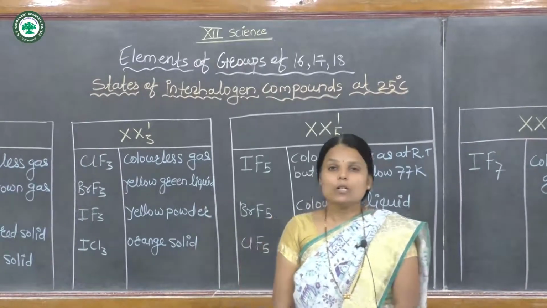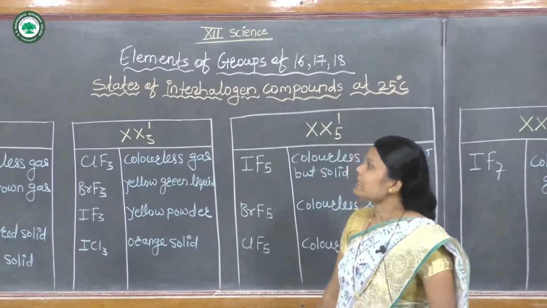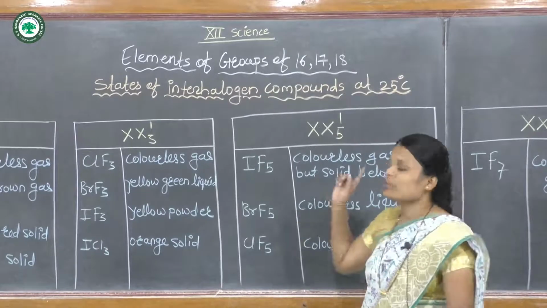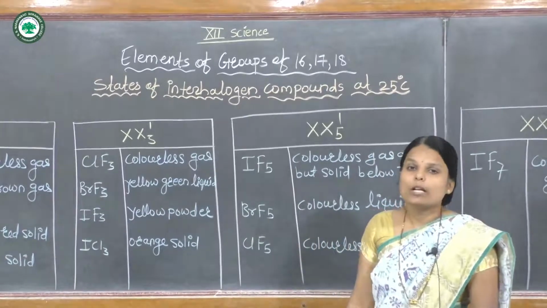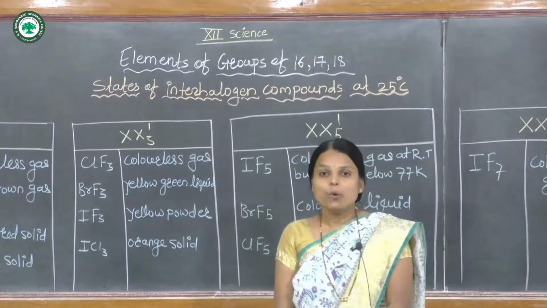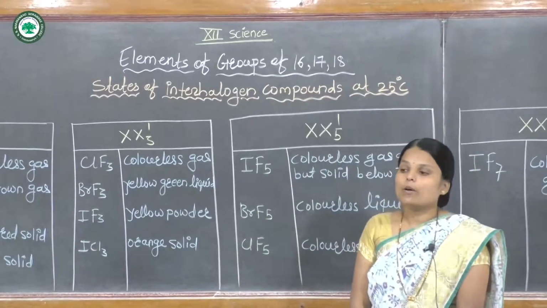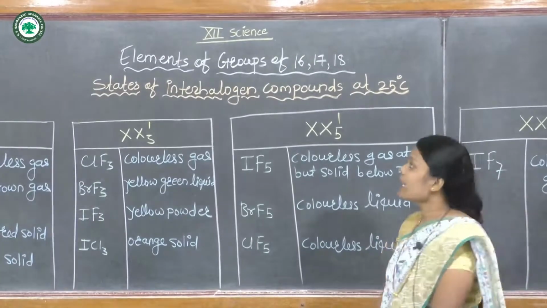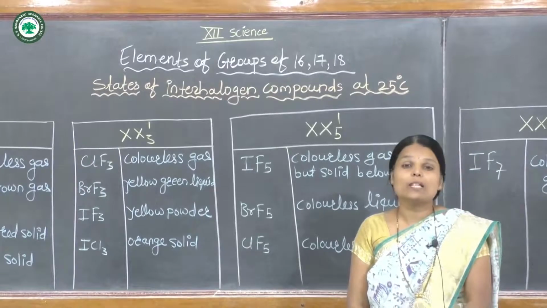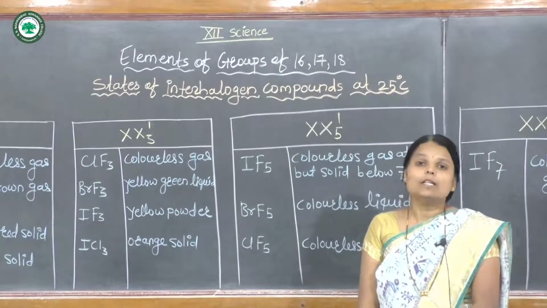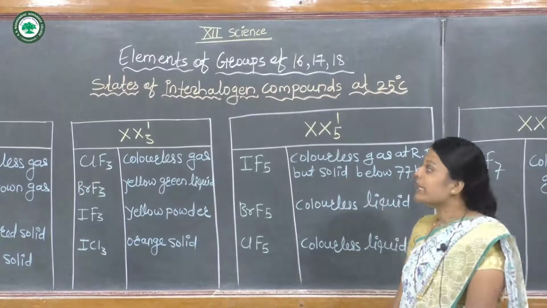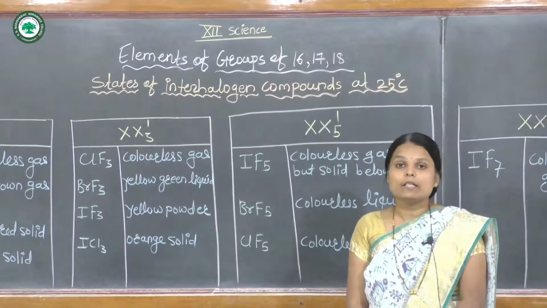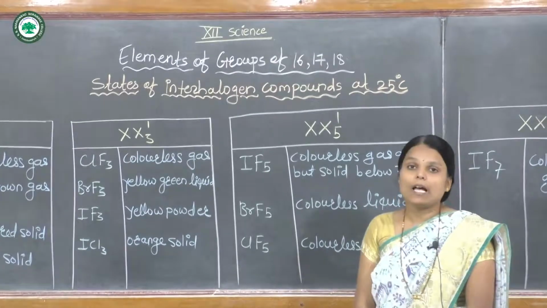In the last lecture we also studied, in the 12th science, chapter number 7, Elements of Group 16, 17 and 18. We already discussed all of these points. It's clear in this chapter. Now the last point in this chapter is interhalogen compounds and the state of interhalogen compounds at 25 degrees centigrade. What will be its state? We can discuss the state of interhalogen compounds.